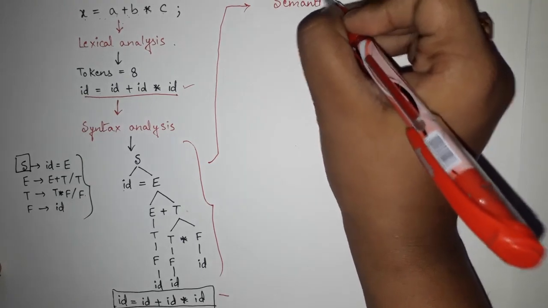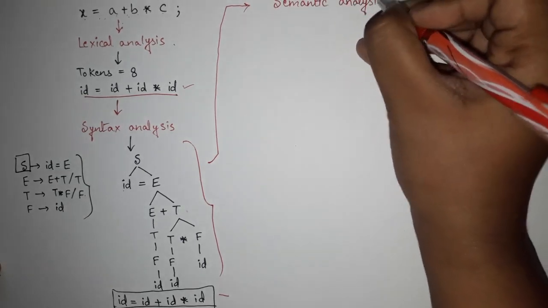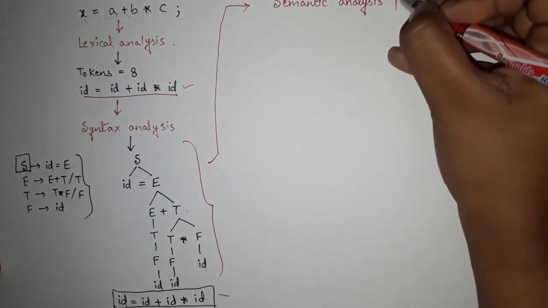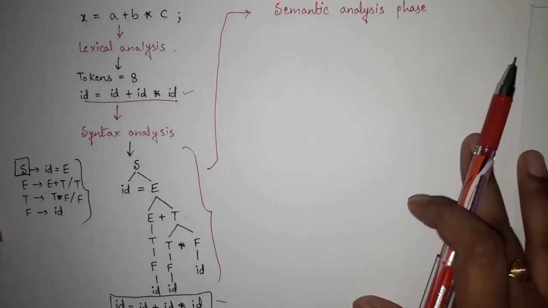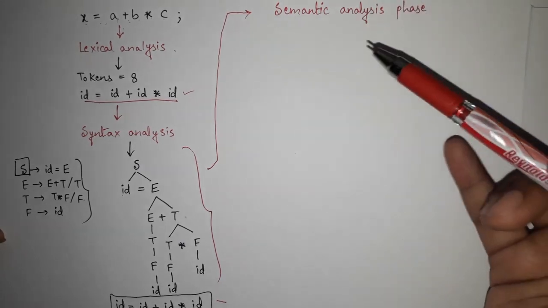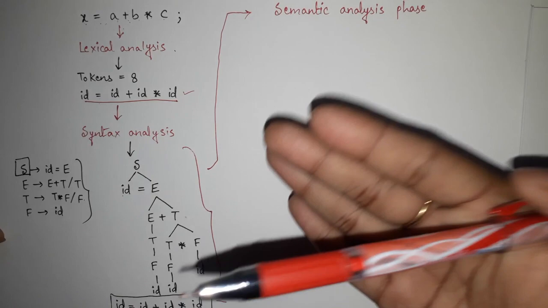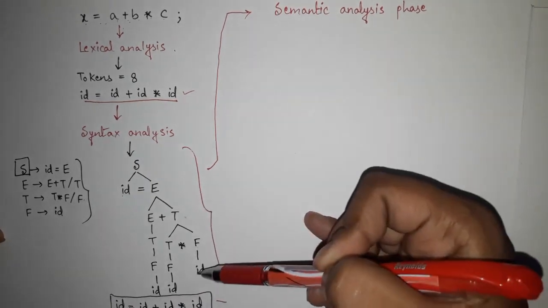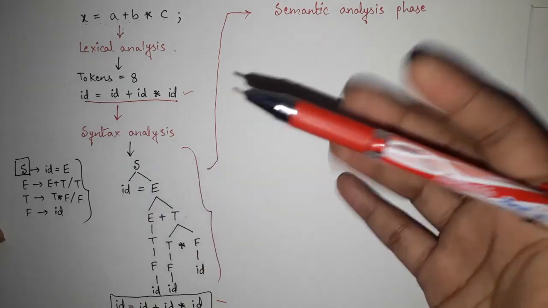What is the use of the semantic analysis phase? It will just check if our tree is semantically correct or not. So this is the tree that will be given as input to the semantic analysis phase. What do we mean by semantically correct or not? It will check if the precedence, associativity, those things are correct or not.